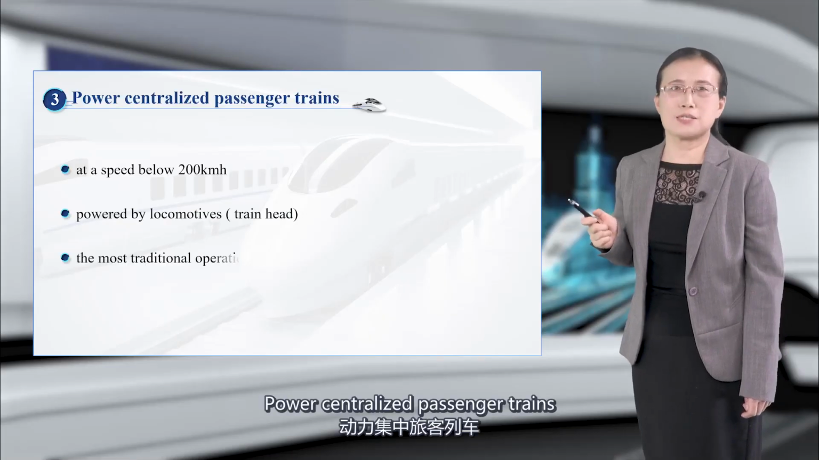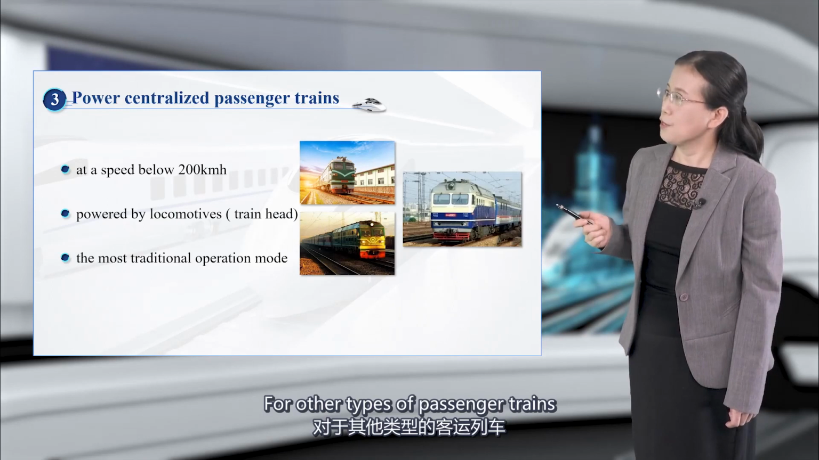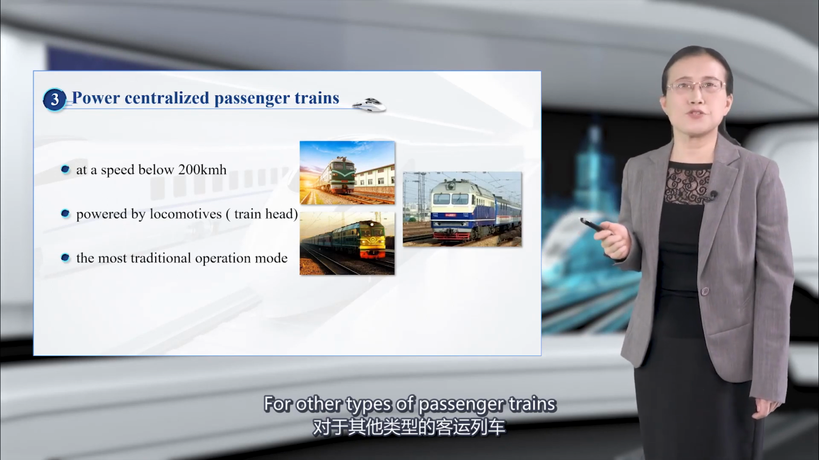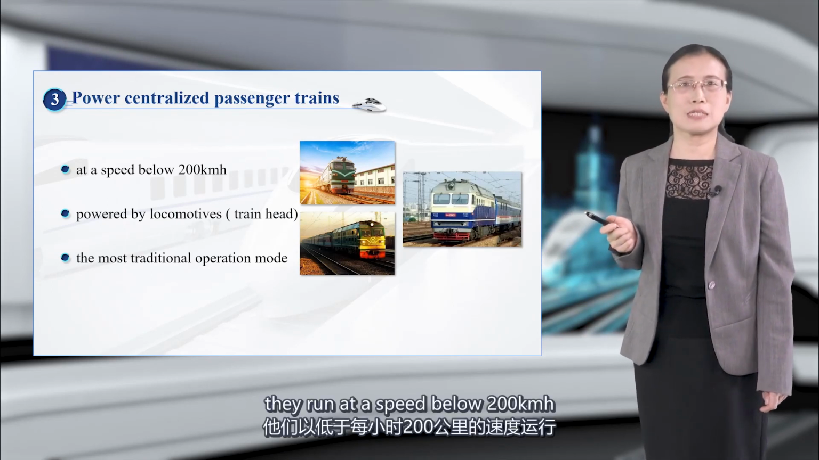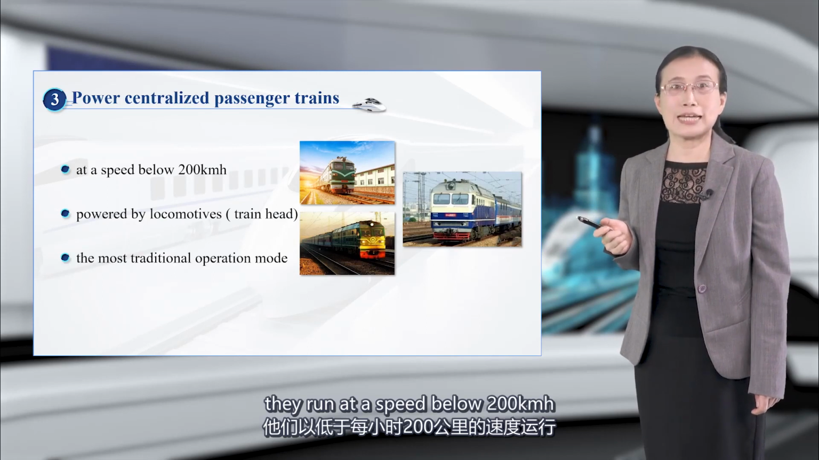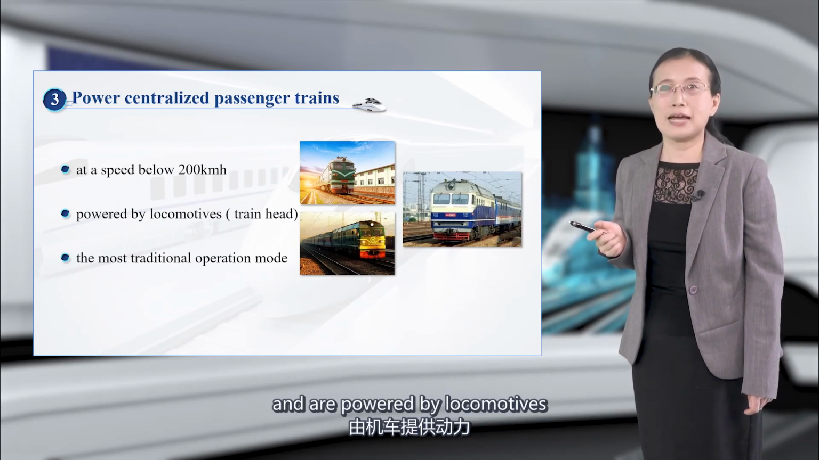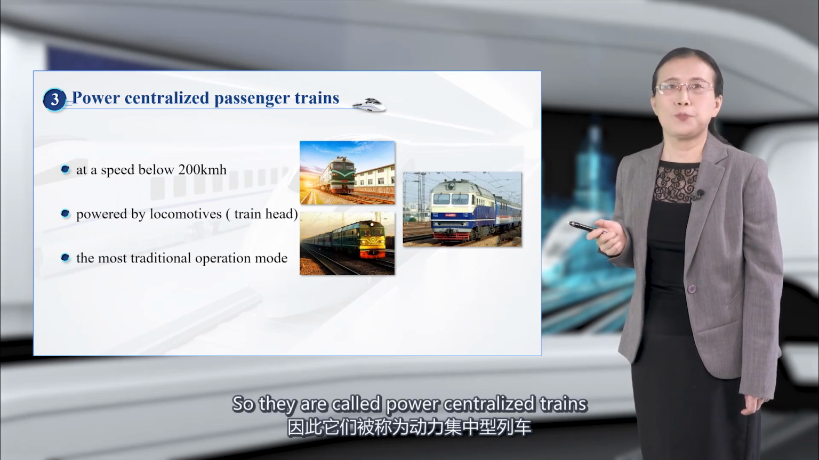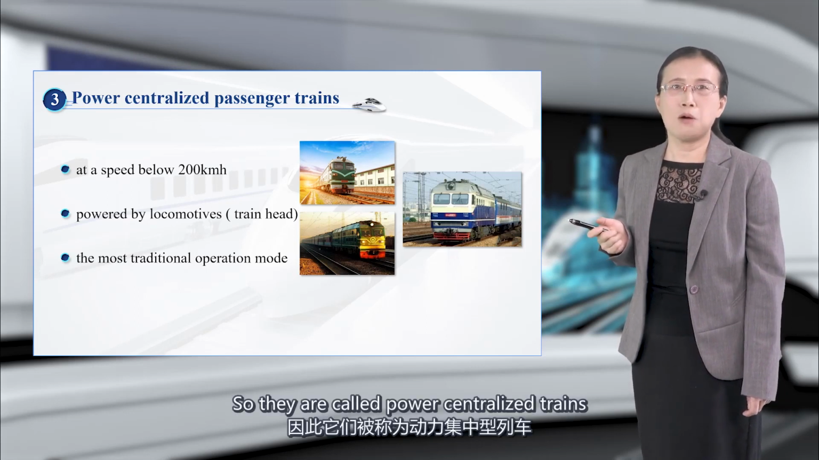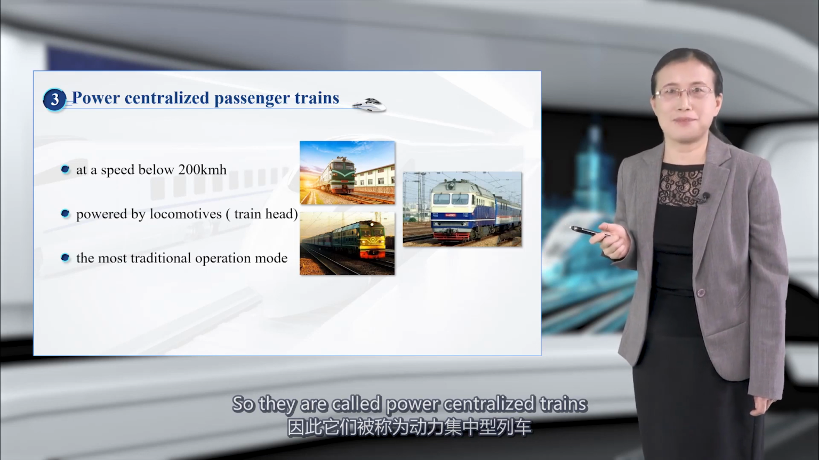Power centralized passenger trains. For other types of passenger trains, they run at a speed below 200 kilometers per hour and are powered by locomotives. So they are called power centralized trains.